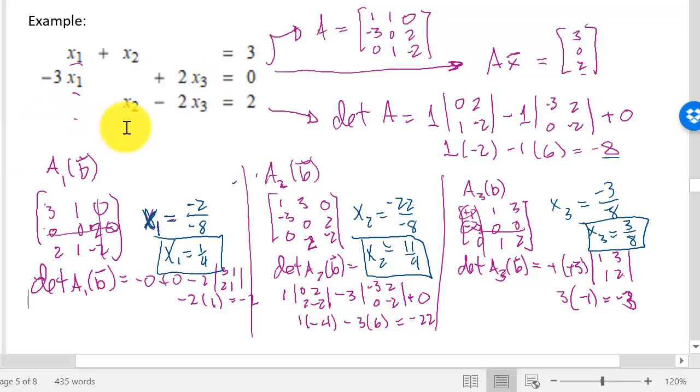Okay. So that's how we use Cramer's rule. I think we've seen it done for a 2x2 matrix, but here's an example of 3x3.